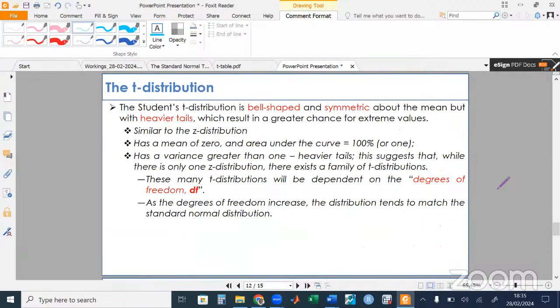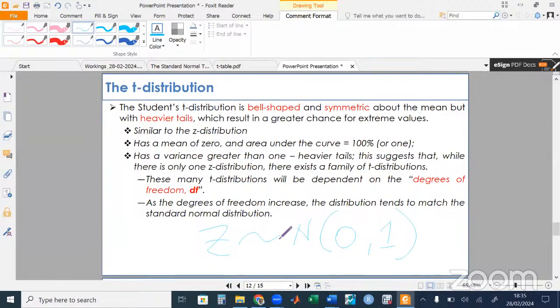I added a few points for us to talk about the T versus the Z, noting that the Z distribution we talked about last week is normally distributed with a mean of zero and variance of one. There's a slight difference between the Z and the T. The T has the same shape, bell-shaped. It is still symmetrical. The only difference is that it has a heavier tail, meaning that it's a little bit flatter compared to the Z score.